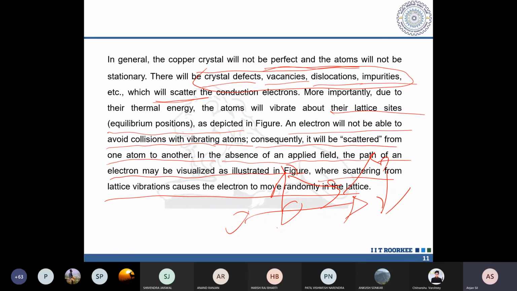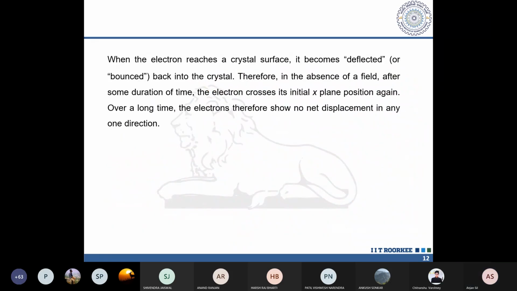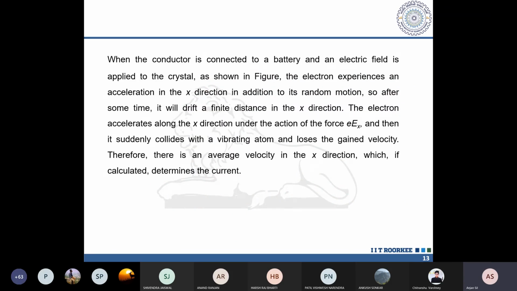Basically, by this slide, what is introduced is the effect of defects. You understand? The effect of vacancies, the effect of dislocations, the effect of impurities. And you have to live with it because these are the realistic things. So we have to derive the expression by taking into account these effects. So we will proceed along with this idea, right? When the electron reaches a crystal surface, it becomes reflected. I think this is explained here. Again, I have explained, so you can skip this. While reading, you can read this.